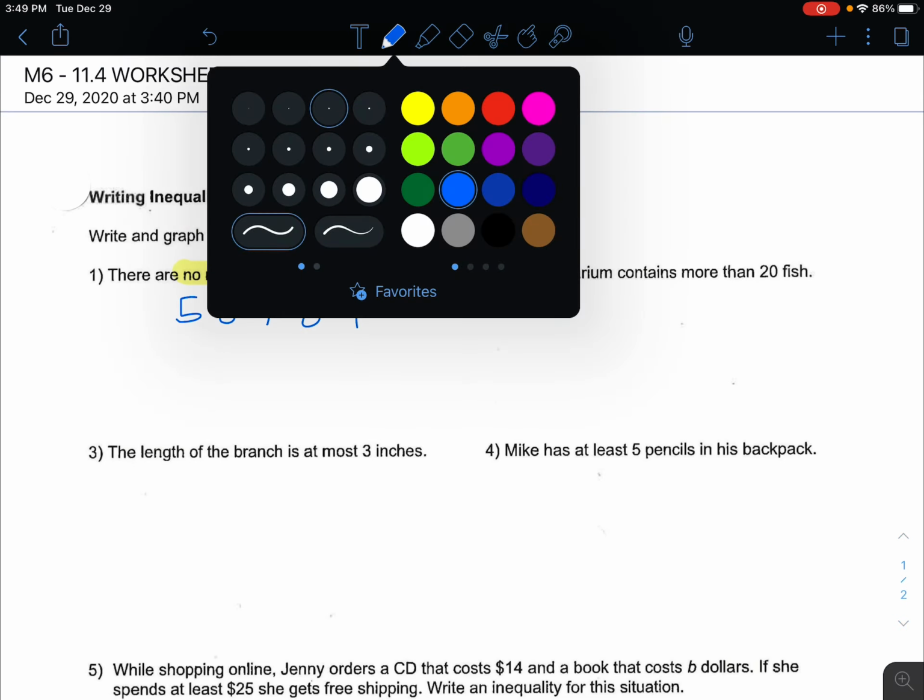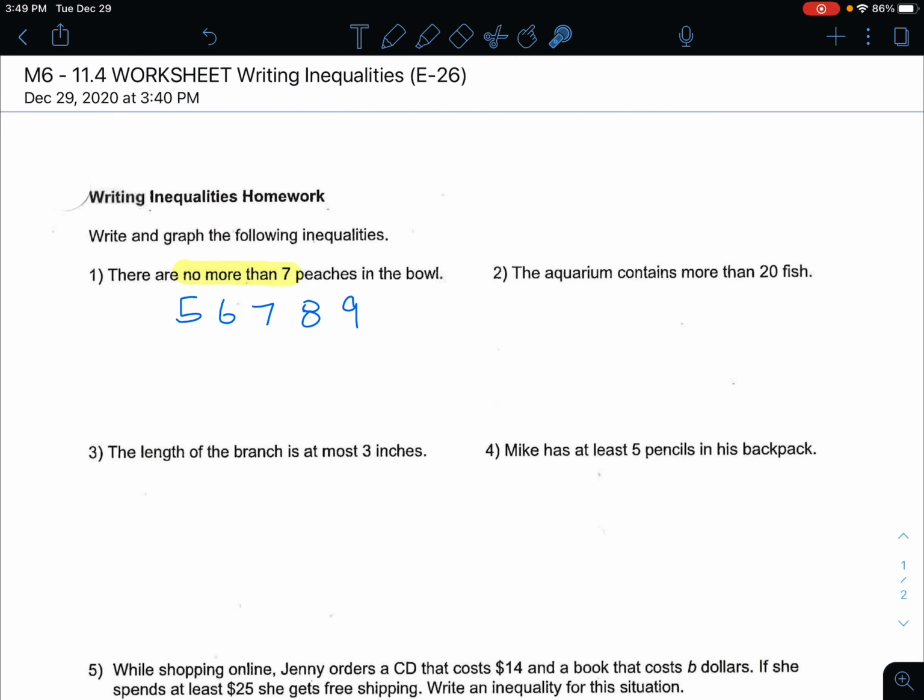And then I ask myself, okay, so there are no more than 7 peaches. Can there be 7 peaches? Well, there aren't more than 7 peaches, so there could be 7 peaches. But can there be 8 peaches? Well, not more than 7, so that would be out, and 9 would be out. So could there be 6 peaches if there are no more than 7? Yes, there could, and 5 would work.